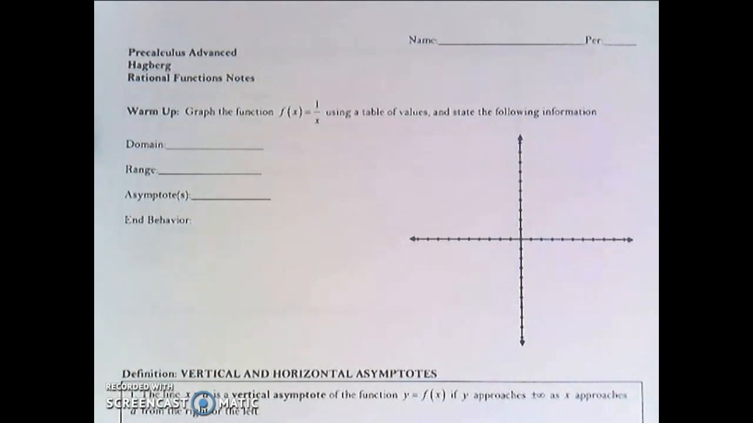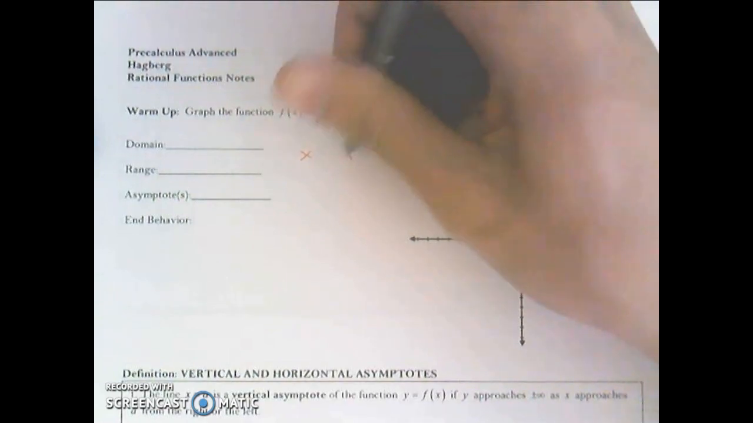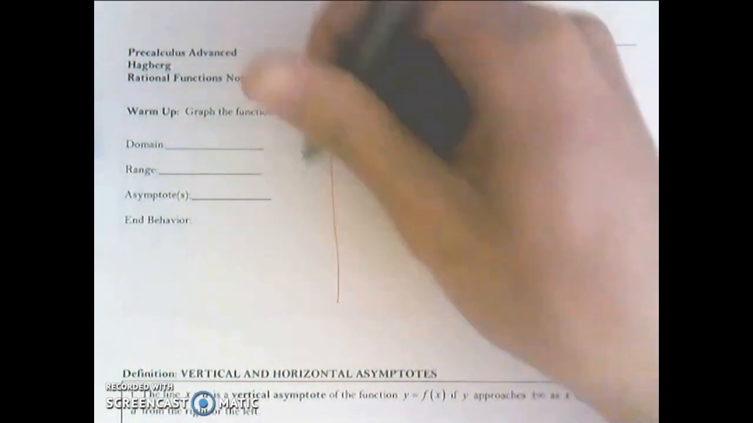Alright, so here we go with the next part of Chapter 3, which talks about rational functions. I want to start off by graphing probably the most basic rational function, which is f of x equals 1 over x. And we're going to graph that using a table of values. So to start off, we have our table x and f of x.